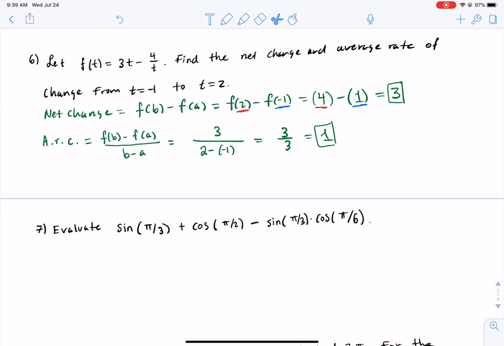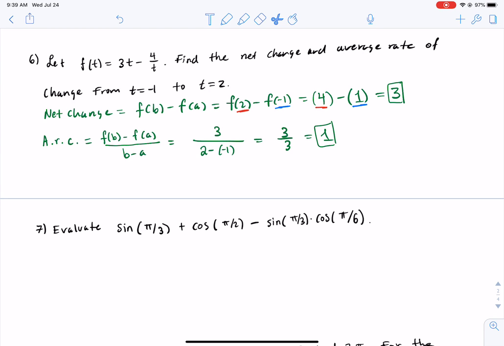And so later when we apply this to functions like positions, then the average rate of change will give you what we call an average velocity. And if you apply this to a cost function, for example, you're going to get an average cost. And if you apply it to revenue, this will be an average revenue. You can apply it to real functions, and they will have different meanings.